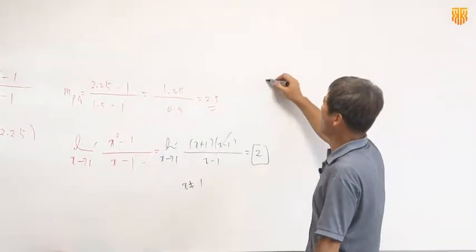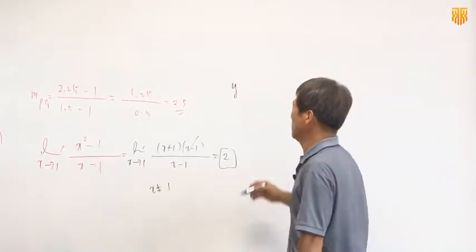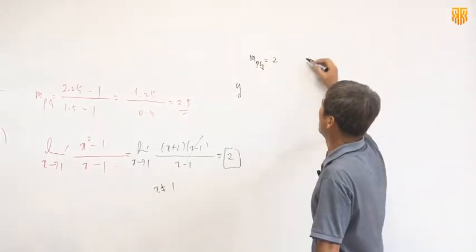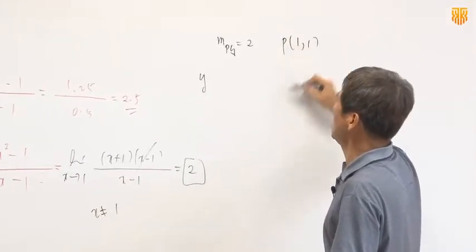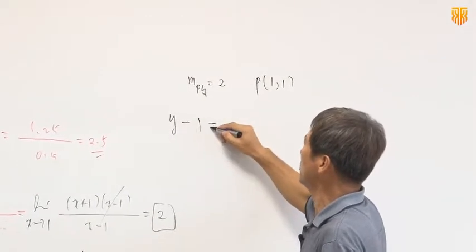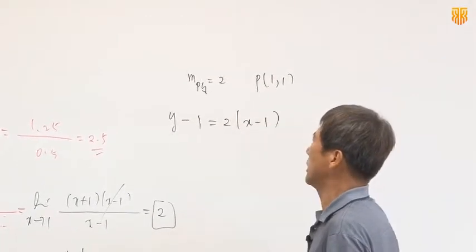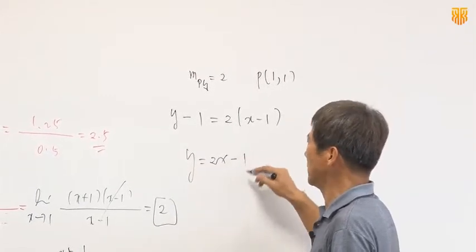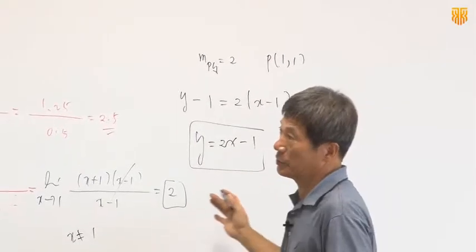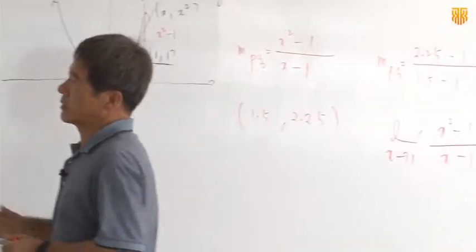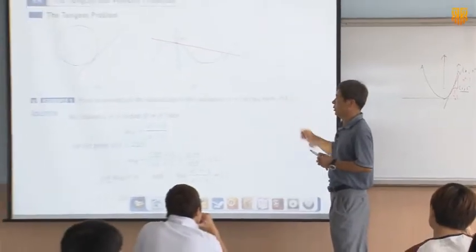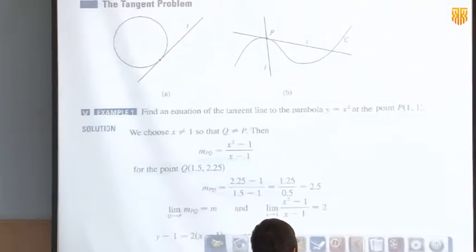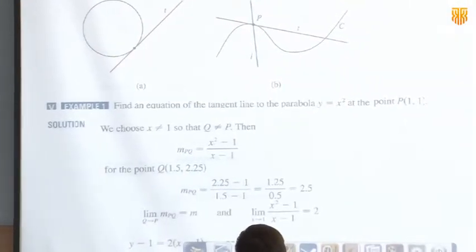Then we have one point here, right? The slope M_PQ equals 2, and the point is P equals (1, 1). So y minus 1 equals 2 times (x minus 1). This is the line equation, so y equals 2x minus 1, which is the tangent of this curve at the point (1, 1). Tangent means this line equation. We call it the tangent.